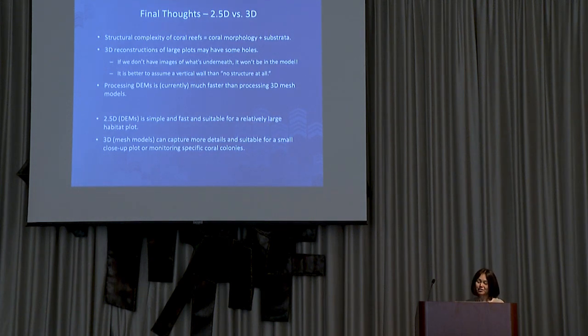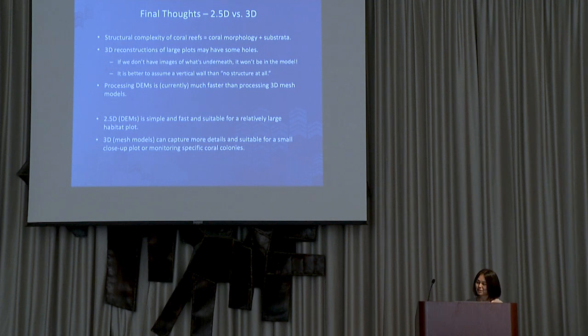So if you have a really large plot, and if you're focused on taking your pictures from the top for the sake of time, or whatever the reason is, then there happened to be a ledge, then you will capture the top of the ledge and the bottom of the ledge, but not in between, because you don't have any pictures taken from the side. So in this case, digital elevation models will assume a vertical wall, as opposed to a 3D mesh model, which just doesn't have anything there. So sometimes it is better to assume a vertical wall than not having any structures at all. Okay? So this is something to think about when you're picking between 2.5D and 3D.